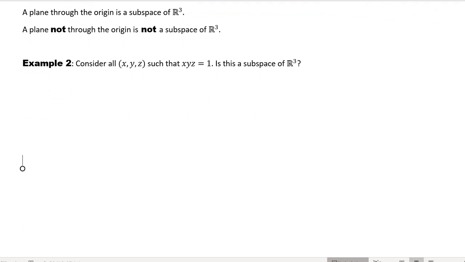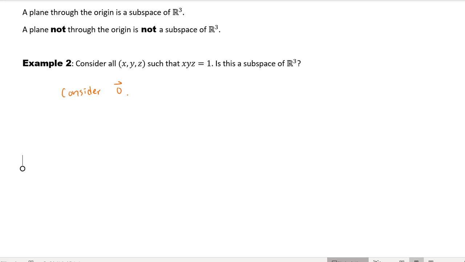Okay. Let's look at example 2. Consider all x, y, z such that x times y times z is 1. Is this a subspace of R3? Well, let's think about what this means. Well, x times y times z is 1. First of all, we want to check whether the 0 vector is in it. And what happens? Okay, so please pause the video here and think about it.